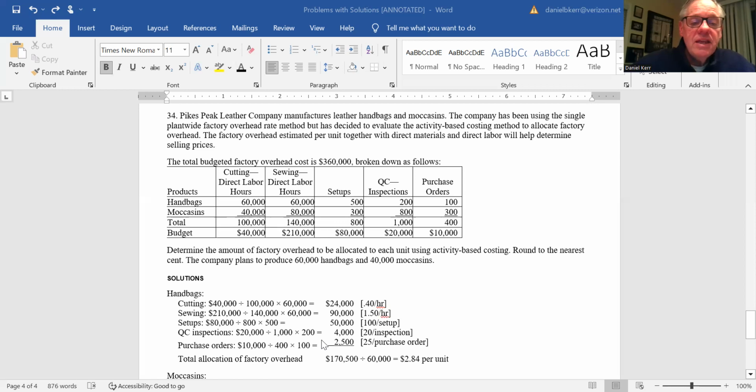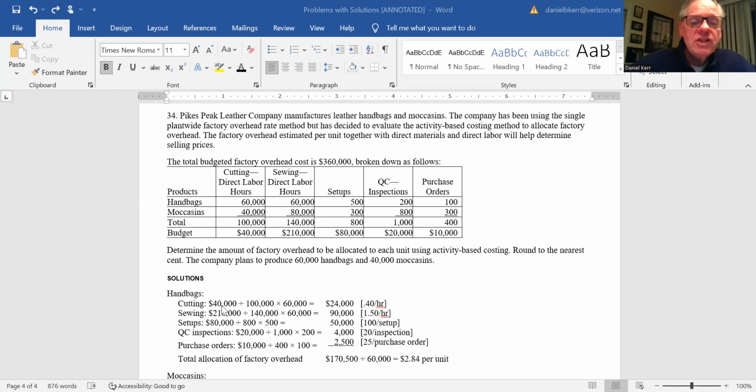And then you've got the purchase orders. Purchase orders, your total cost was 10,000 divided by 40. So what you do is you come up with overhead rates here: for cutting, it's 40 cents an hour. For sewing, it's 150 an hour. Here it's $100 per setup. Here it's $20 per inspection. Here it's 25 per purchasing order.